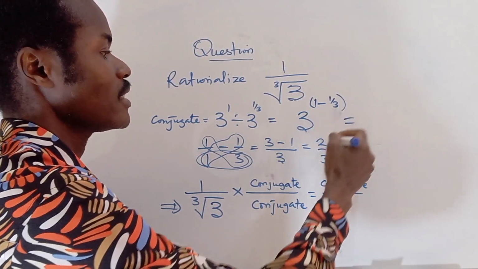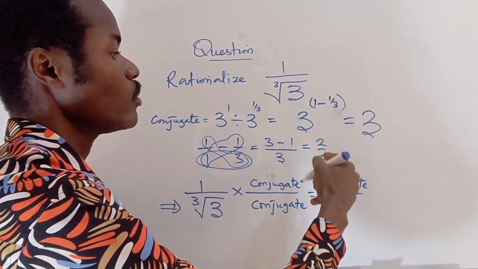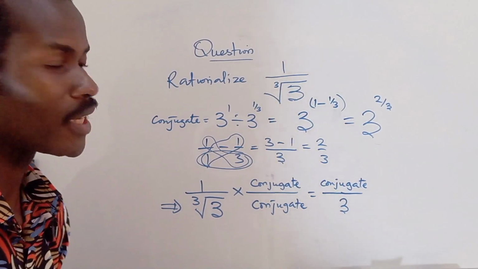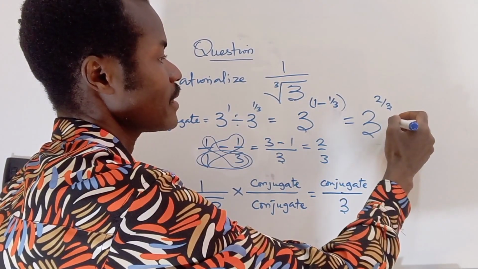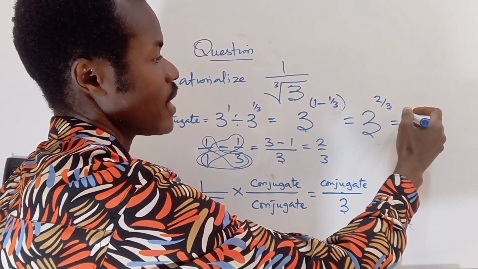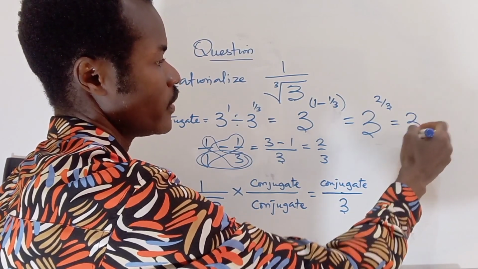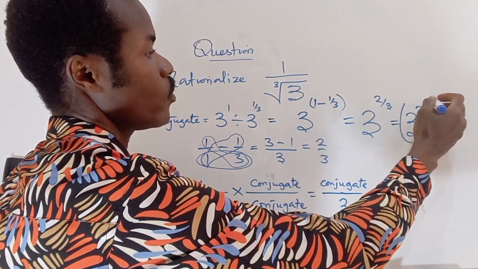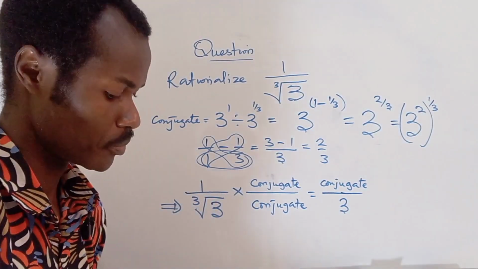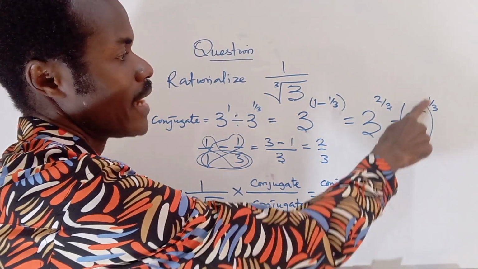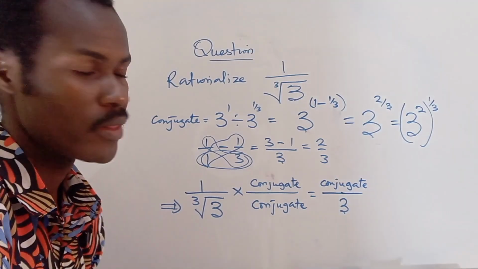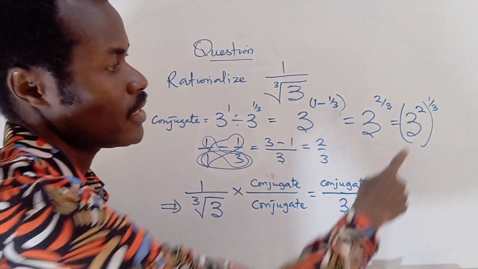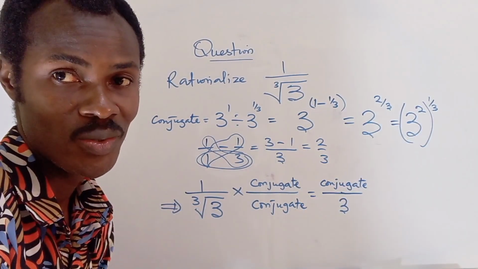So the conjugate is now actually 3 raised to the power of 2 over 3. I can also write this as 3 raised to the power of 2 multiplied by 1/3, because 2 times 1/3 is still 2 over 3. So what becomes the conjugate? Remember, 3 raised to the power of 2 is also 9.